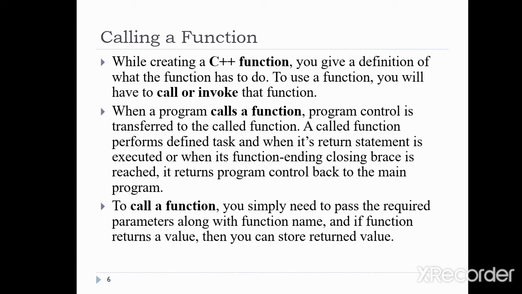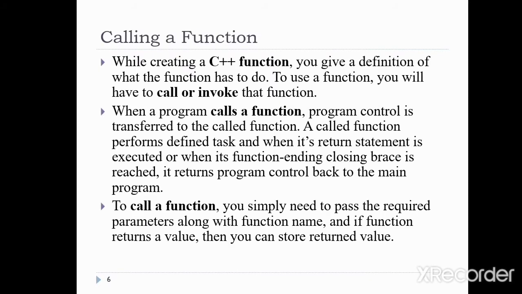A called function performs a defined task, and when its return statement is executed, or when its function-ending closing bracket is reached, it returns the program control back to the main program. To call a function, you simply need to pass the required parameters along with the function name, and if the function returns a value, then you can store the returned value. So it is very simple to call a function. First of all, define a function, then declare a function, and next is calling a function.